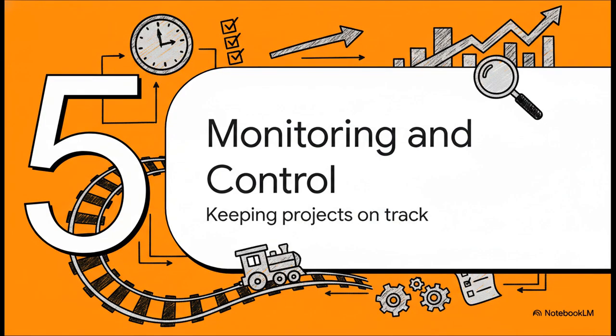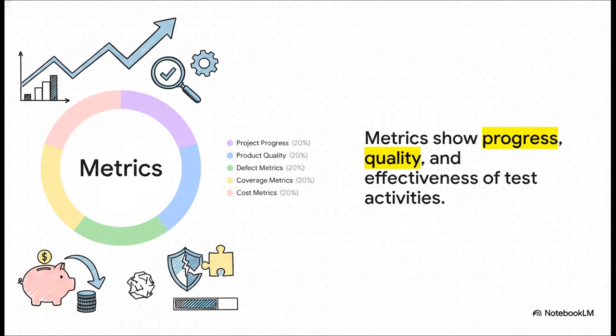So, with a great plan in place and all your risks identified, how do you keep everything from going off the rails? Well, that brings us to our final section, monitoring and control. These are the daily and weekly disciplines that keep the project on track. It's that old saying, right? You can't control what you don't measure. And that's where metrics come in.